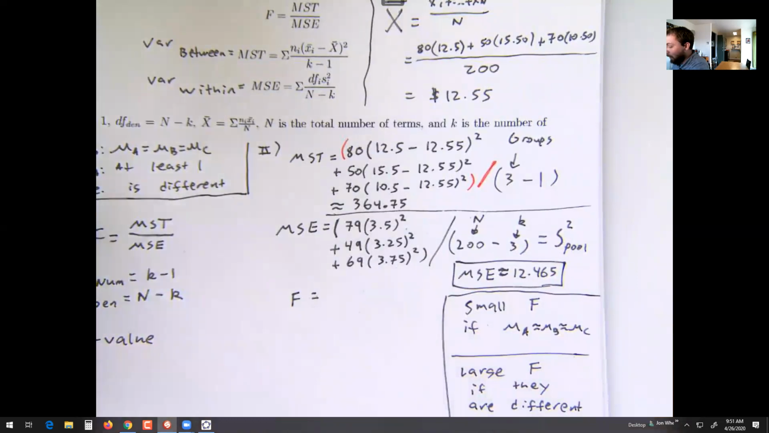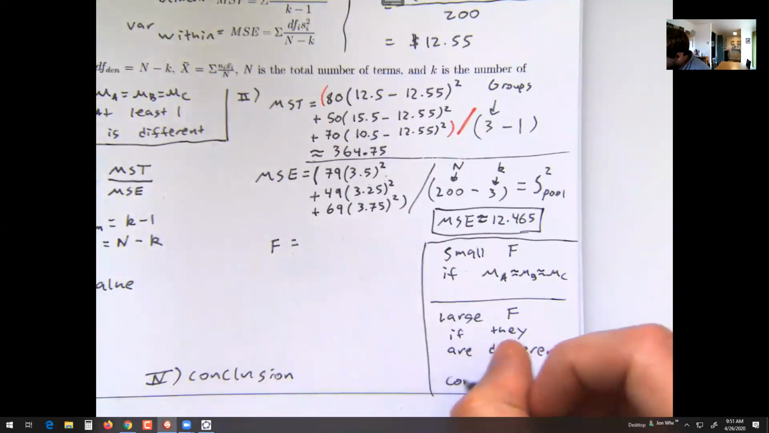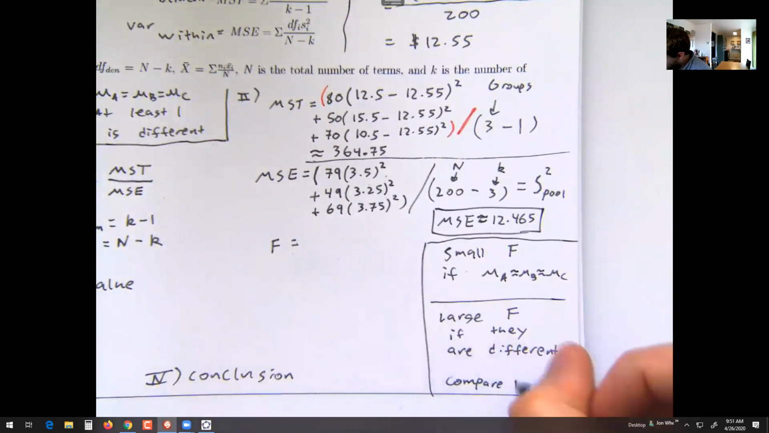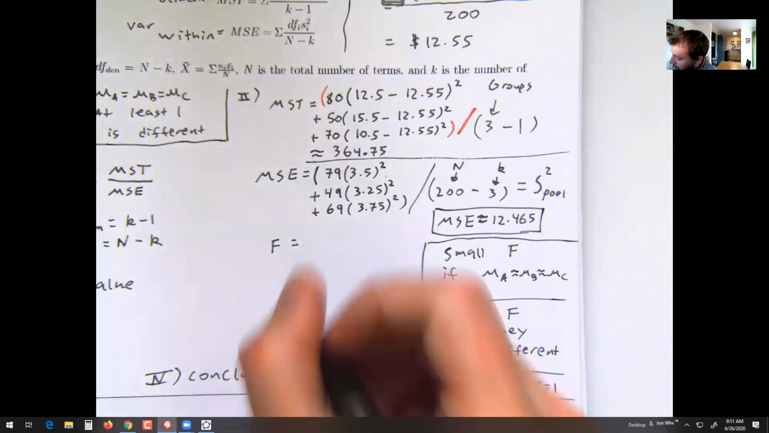When I say small and large, I'm thinking of the F kind of as a percentage. So in my head, compare to roughly an F of 1, just to get a little bit of number sense. So let's calculate our F here and see if this is large or small.